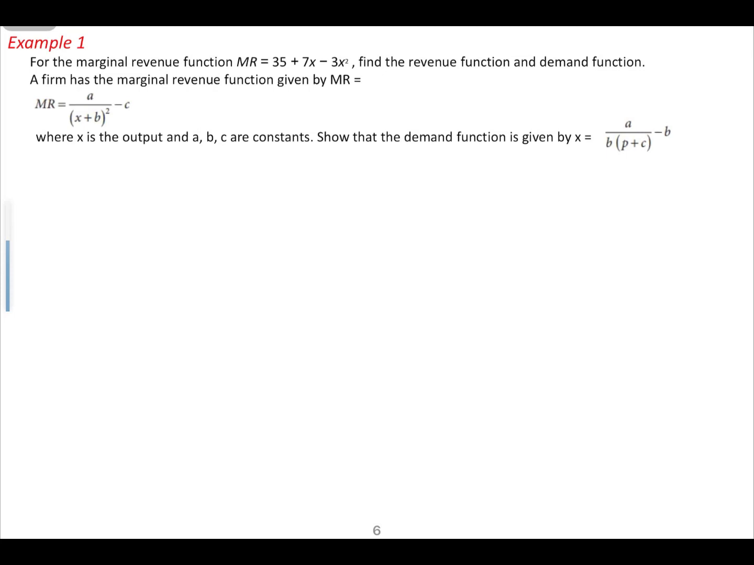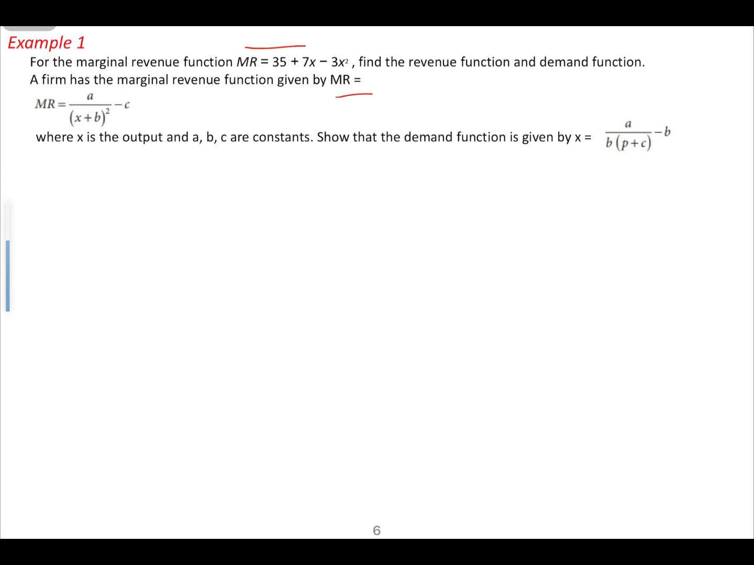So let's consider solving this example. Example 1: for the marginal revenue function MR, which is 35 plus 7x minus 3x squared, find the revenue function and demand function. That is, a firm has the marginal revenue function given by MR equal to A over (X plus B) all squared minus C.